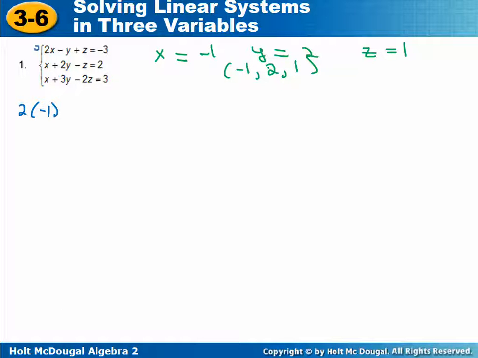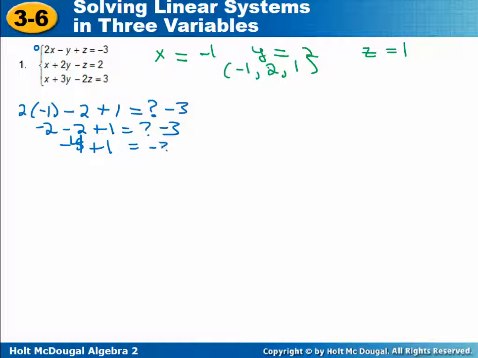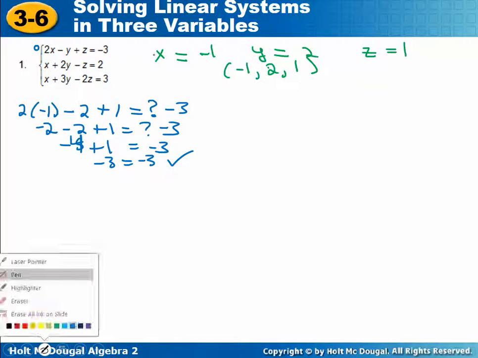And I'm going to first do the first one. So 2 times x, but x is negative 1, minus y, but y is 2, plus z, but z is 1. And I want to see if that is equal to negative 3. If it is, it checks, it works. Does that equal negative 3? That'd be negative 5, or negative 4, sorry. Negative 2 minus 2 is negative 4, plus 1. It does equal negative 3. Negative 3 equals negative 3. The first one checks. This one's good.